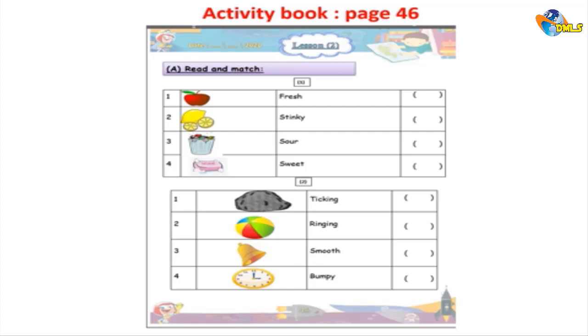I will answer number 1 with you. Apple is fresh, stinky, sour or sweet? Apple is sweet, yes. Number 2, lemon. Lemon is sour. Number 3, garbage is stinky. Yes, we said stinky has a bad smell. And number 4, the soup is fresh. Question number 2 is homework. You will answer it as homework.